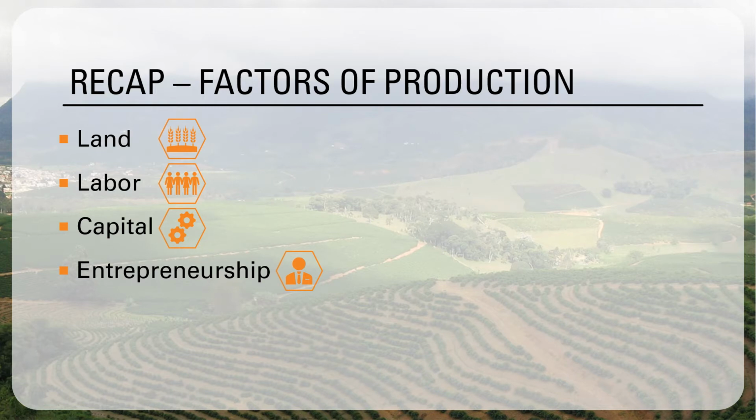Now, if you remember from that module on factors of production, there are 4 factors of production. We've got land, labor, capital, and entrepreneurship. And just as a recap again, very quick recap. Land talks about all the actual land itself and the natural and raw material resources that we need in order to make the good.